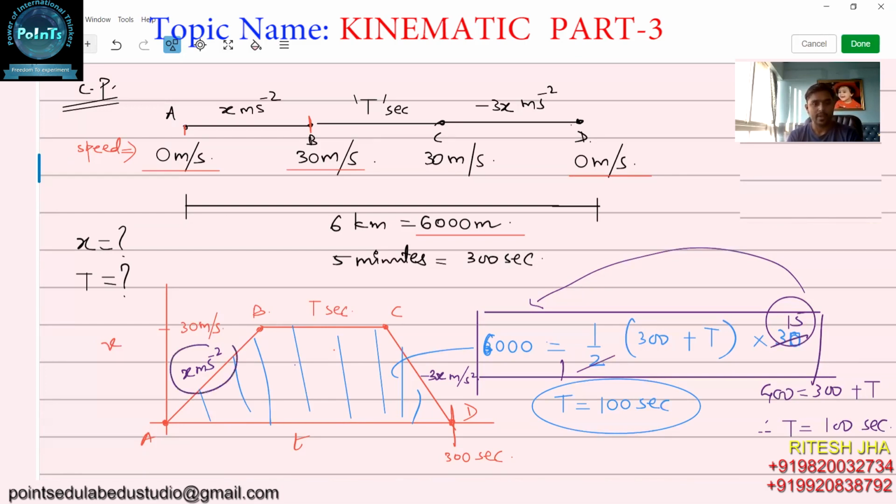I want you to determine the value of x. Let me give you a hint. What you will be doing is calculating t1 in terms of x. You already know t2, which is equal to 100, and you get t3 also in terms of x. The sum of t1, t2, and t3 is equal to 300. That will give you the value of x. Try doing it.